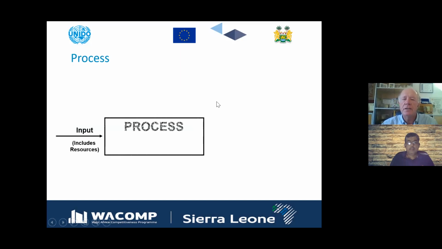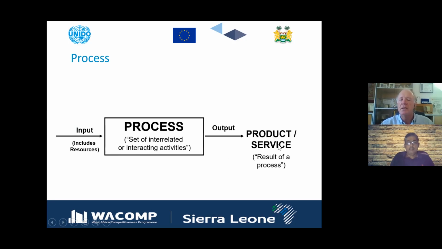Now, the simplest form of a process will have inputs, and we talked about those earlier. Those inputs include resources. They feed into the process, which, as we know, is a set of interrelated or interacting activities, those individual actions that in conjunction allow us to transform those inputs into outputs, which are the results of the process, a product or a service, and that may then be delivered to our customer, whether it's an internal customer or an external customer.